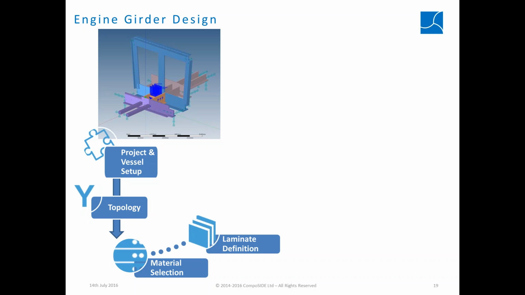So the next step is to define your laminate. This is using just a basic stack up of your materials. You can create very complex laminates which CompoSIDE can handle, and then you can export laminate tables directly from that.